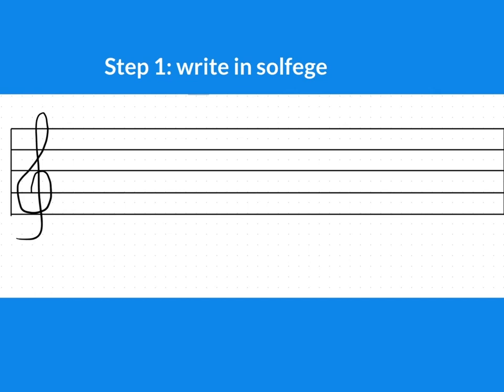The first step in writing a natural minor scale is going to be to write in solfege below the staff. This is going to serve as a guideline for us for the next couple steps. Notice that I've written it in for the ascending scale as well as the descending scale. When we're doing minor scales, we are going to want to do it both directions.